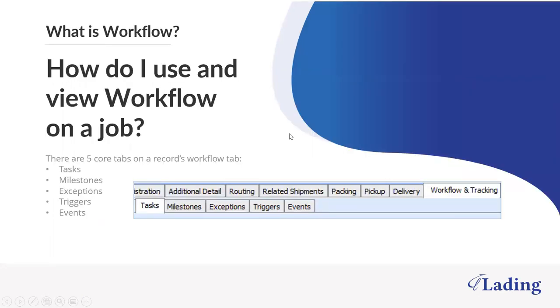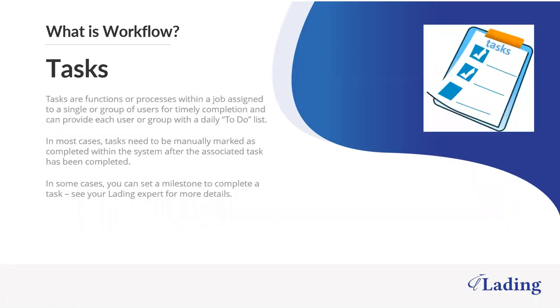So how do I use and view workflow on a job? Well, this is a shipment job. If I go to workflow and tracking, I see 5 tabs. I see tasks, milestones, exceptions, triggers, and events. So what are these? Tasks are functions or processes within a job. Basically, they're your to-do list. In most cases, you're going to have to manually mark tasks as complete. In some cases, you can set a milestone to complete a task. We'll talk about that a little bit later.